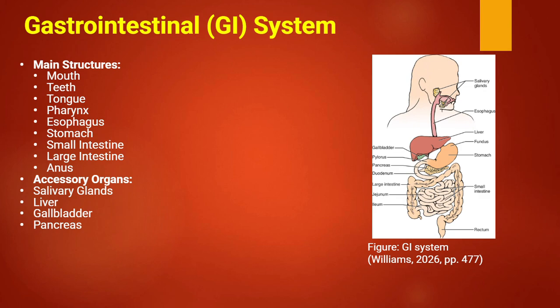These accessory organs are not part of the GI tract tube itself, but they play a vital role in digestion and nutrient absorption. Problems with any of these organs, such as pancreatitis, gallstones, or liver disease, can significantly affect a patient's ability to maintain adequate nutrition.